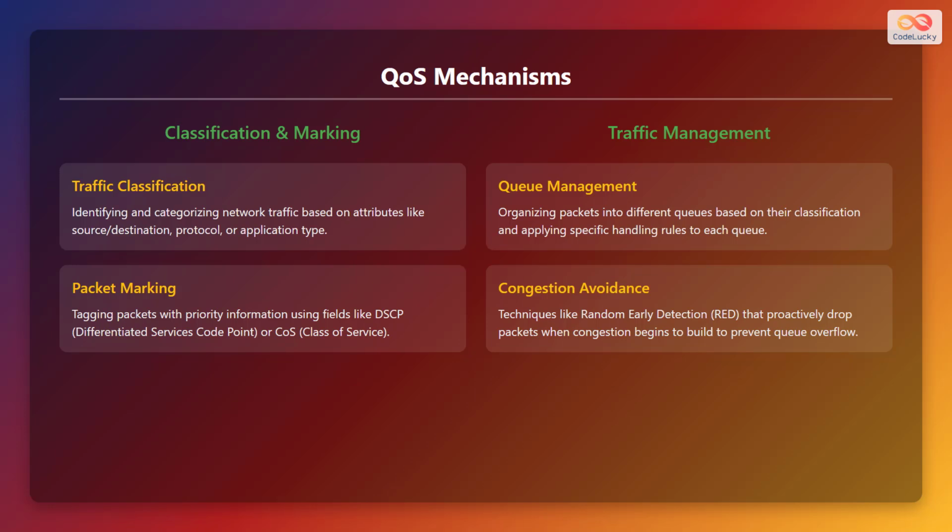After this, traffic needs to be managed. This involves queue management, which means organizing packets into different queues based on their classification and applying specific handling rules to each queue. Lastly, we need congestion avoidance. These are techniques like random early detection, or RED, that proactively drop packets when congestion begins to build to prevent queue overflow.